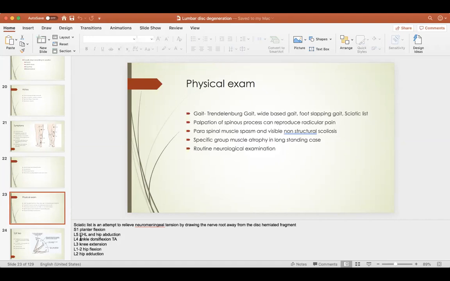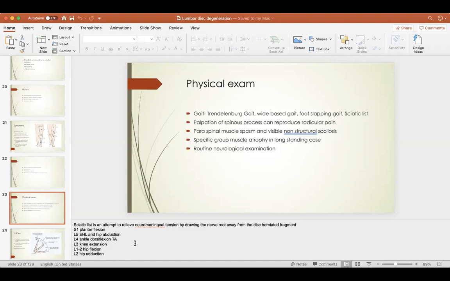L4 is ankle dorsiflexion weakness, that's your tibialis anterior. L3 is mostly knee extension, but knee extension also overlaps with everything. It's not a hard rule. L1-2 is your hip flexion. It's pretty rare to have a disc herniation that affects your L1 and L2 nerve roots because high lumbar disc herniations are extremely rare. L2 is your hip adduction. So these are the nerves that you can be tested on.